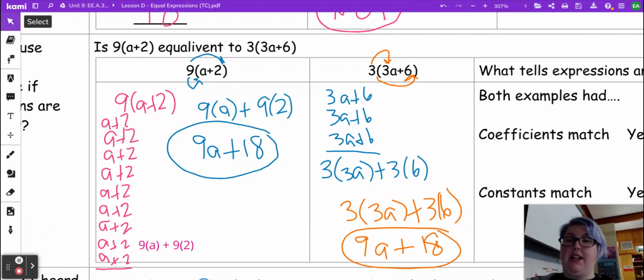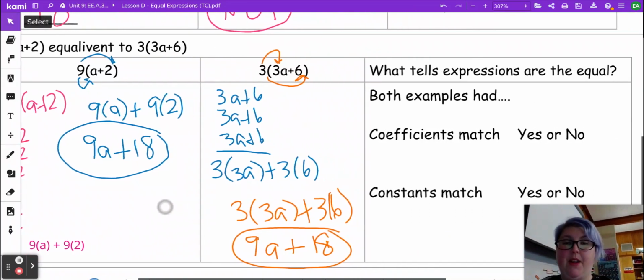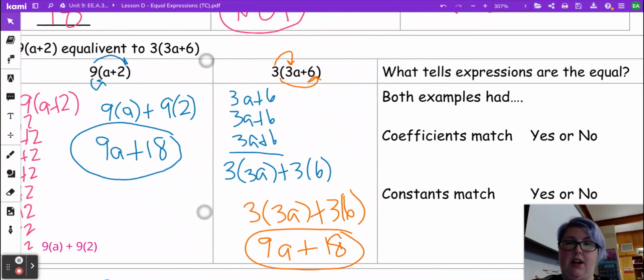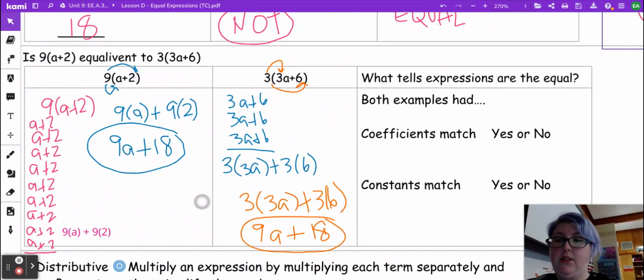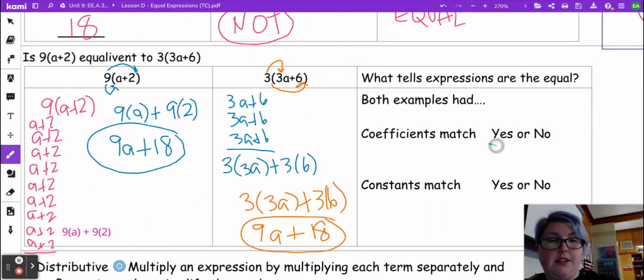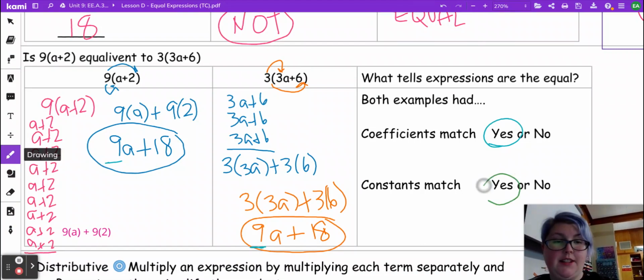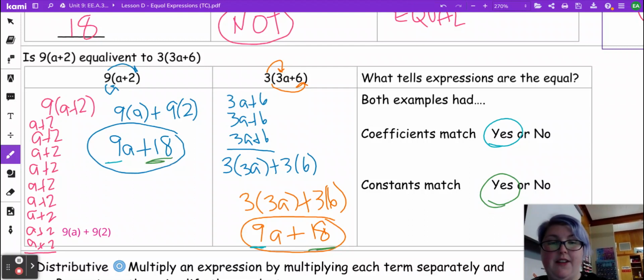Now, the question is, now that we've simplified them, are they equivalent? All right, so first, we look for our coefficients. Do our coefficients match? Yes, they do. We have a coefficient of 9A, we have a coefficient of 9A. Next, do our constants match? Yes, we have 18 and we have 18. So yes, these are equal or equivalent expressions.